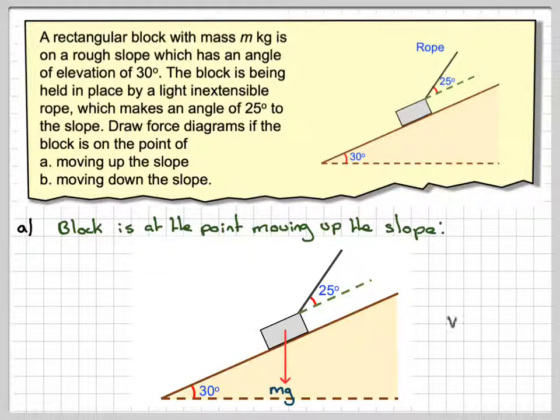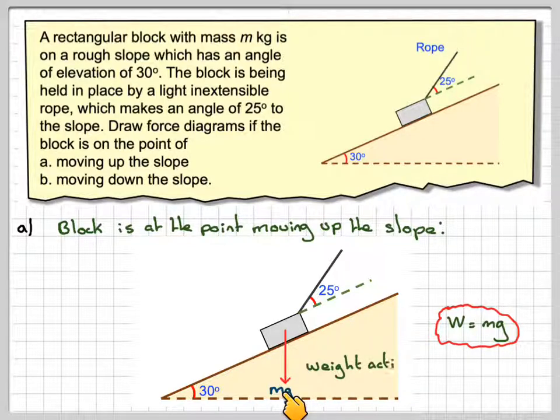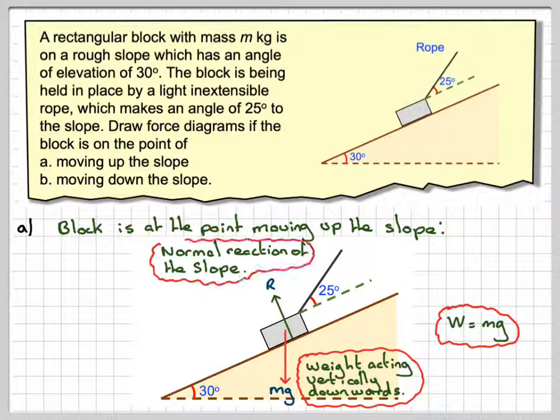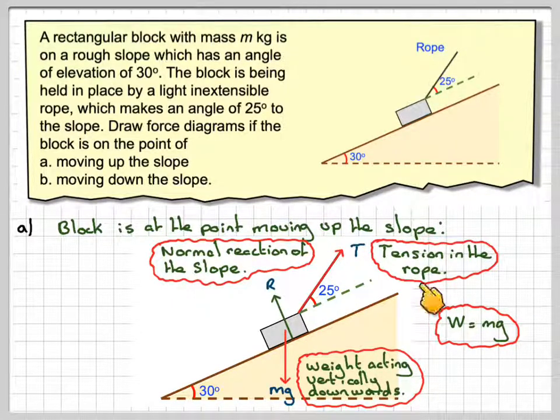Okay, so the force diagram. First of all, we have the weight acting downwards. Now the weight is the force under gravity, so the weight will be mg, mass times gravity. So the weight acting vertically downwards, W, is equal to mg. Okay, we've got the normal reaction of the block with the slope. And then we've got the tension in the rope.